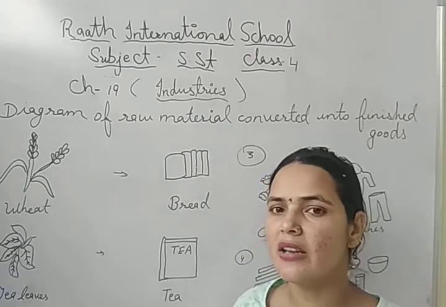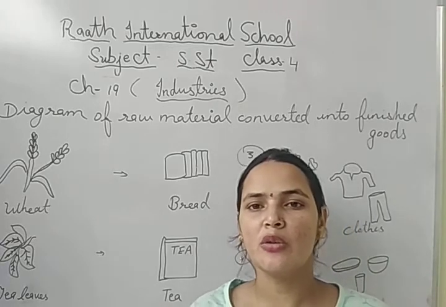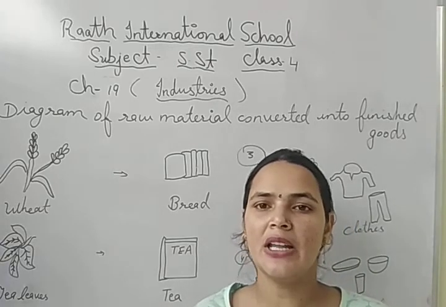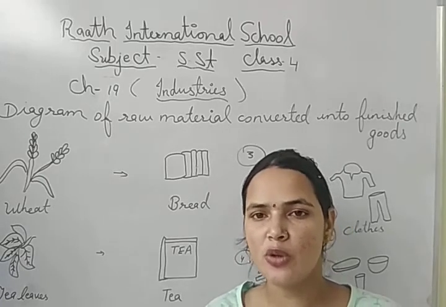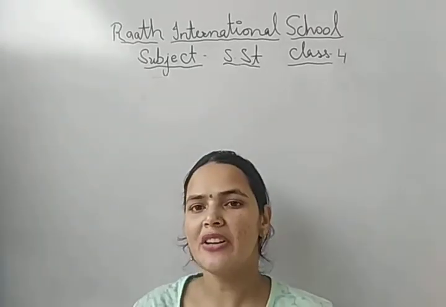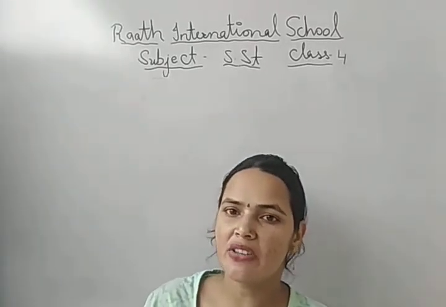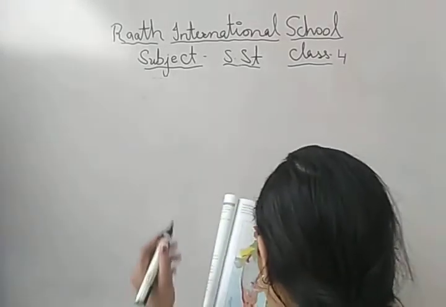So this is our diagram of raw materials converted into finished goods, and now we will do the map of India, and in that we will fill different types of soil and where they are found. After the diagram of raw materials converted into finished good, we will do the map of different types of soil.